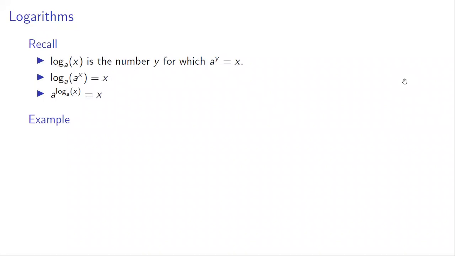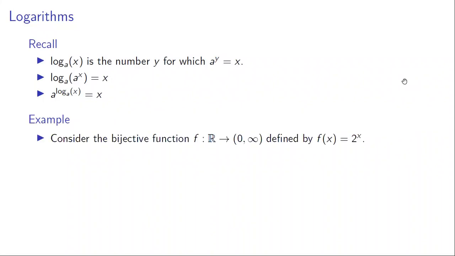All right, so let's now look at an example involving inverse functions. So consider the bijective function f from the set of real numbers to the interval of real numbers starting right after 0 going to infinity, defined by f of x is equal to 2 to the power of x. All right, now let's prove that f is bijective. So f is bijective since it is both injective and surjective.